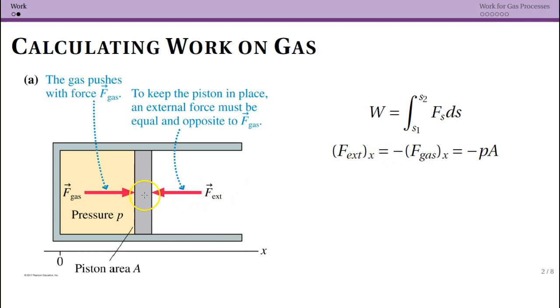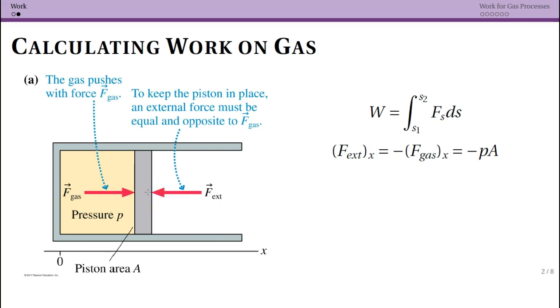But we would say that my piston is in equilibrium. My piston itself is not accelerating to the left or the right. Now we can say that the piston is slowly sliding to the left, but it could be doing that at constant velocity, which means that it's still in equilibrium. So because of that, we say that the force external is equal in magnitude to the force that the gas is pushing on the piston.